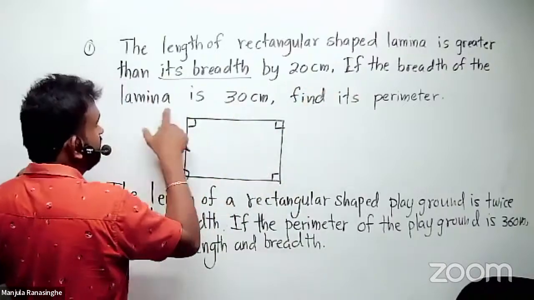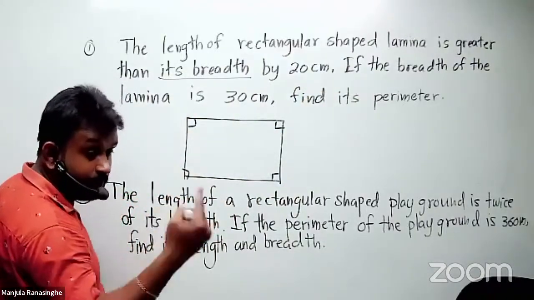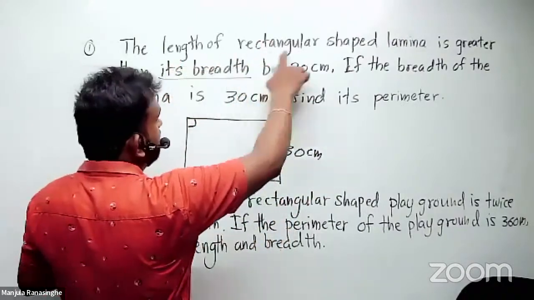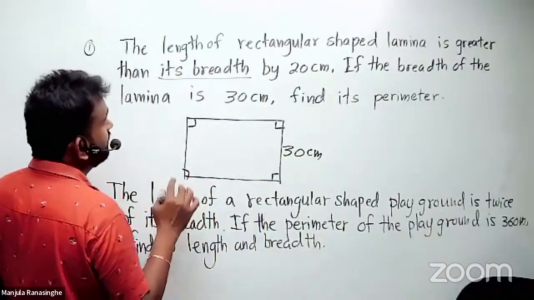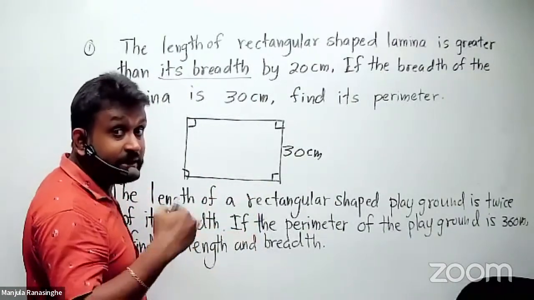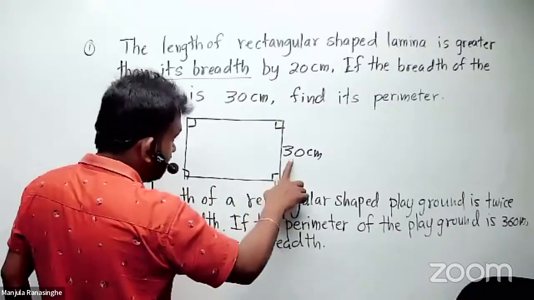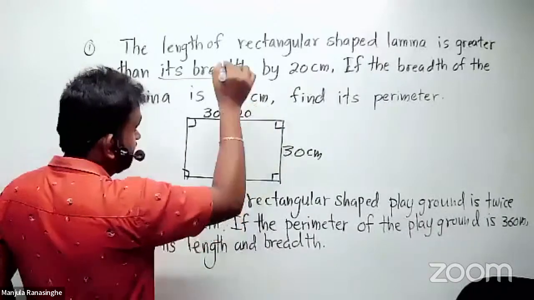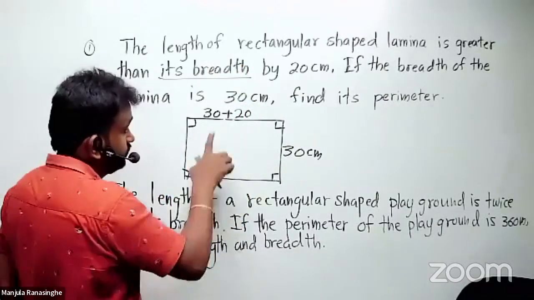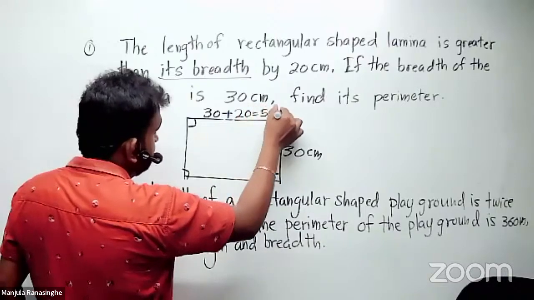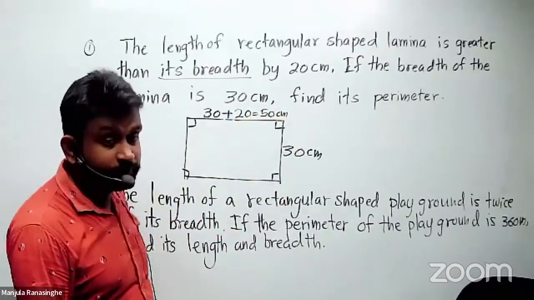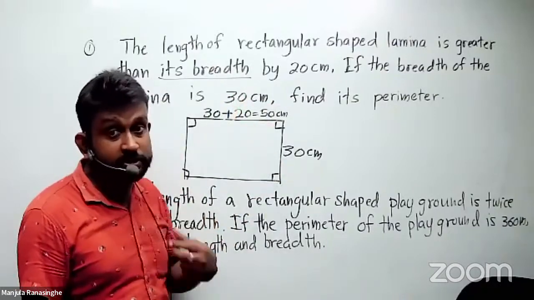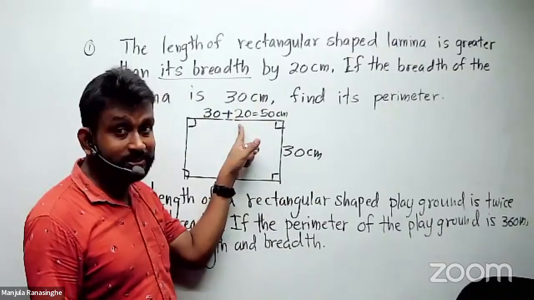If the breadth of the lamina is 30, so now you can mark the breadth. Breadth is 30 centimeter. Now again move to the first wording. Length is greater than its breadth by 20 centimeter. Greater than means addition. So here breadth 30 add 20, because it is 20 centimeter greater than its breadth. So 30 plus 20 gives you 50 centimeter. Now it is the length. Apply the figures to the sketch by reading the question. Now here 30, length is 50.